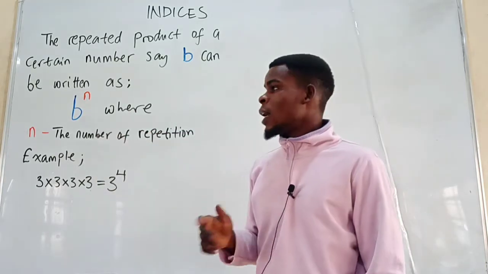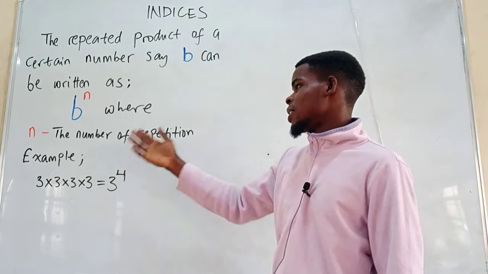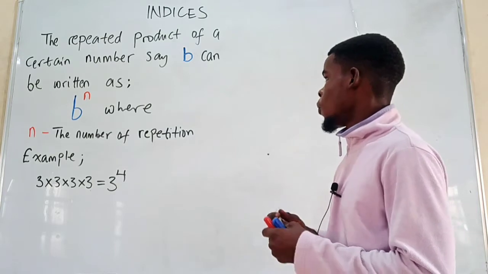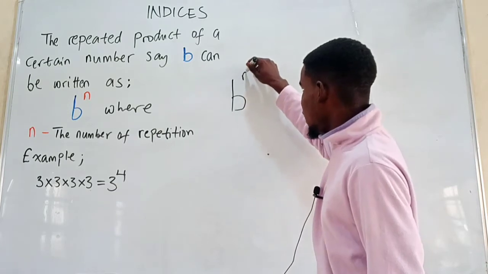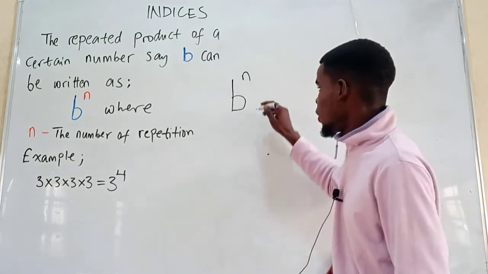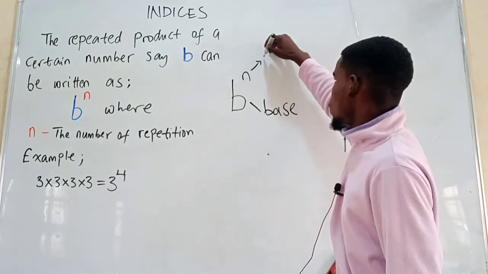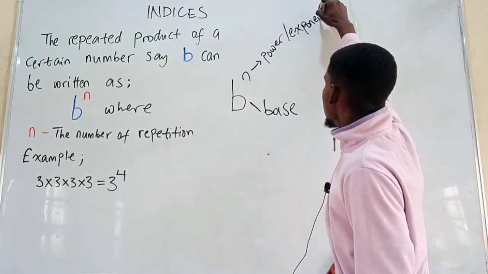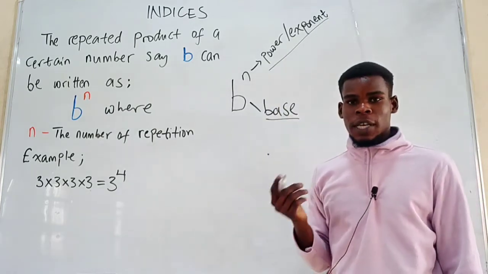According to my explanation, this n here is given to be the number of repetition. But in this topic, let's just write it down: b and then n. This b here is called the base, and the n here is called the power, or you can call it the exponent. So this is the base, and this right here can be referred to as the exponent or the power.